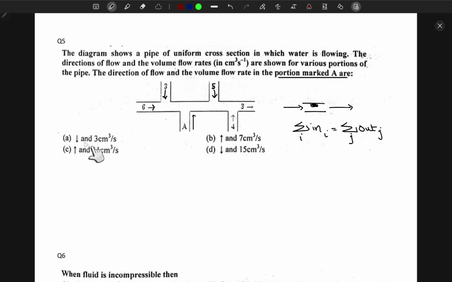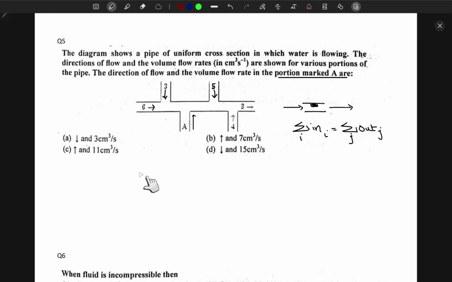So here we have some options as well. Downwards 3 centimeters cube per second. Upwards 7. Upwards 11. Downwards 15. So let's see. If we choose upwards, then we should either get 7 or 11. If we don't get any of that, then whatever we get is not in our option. We'll check. So let's see.